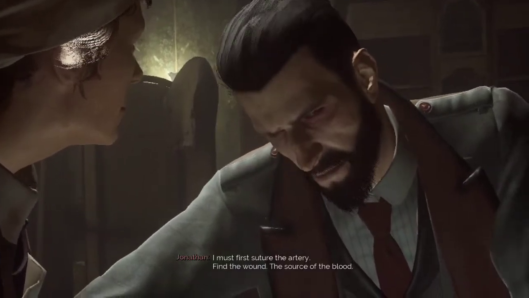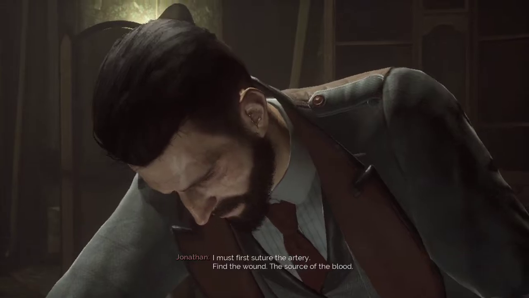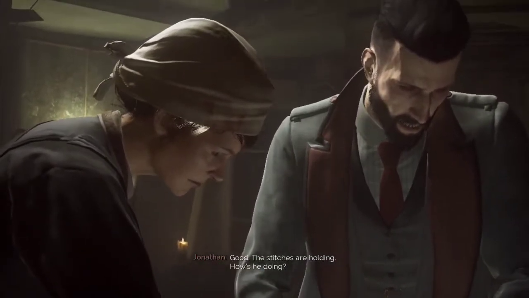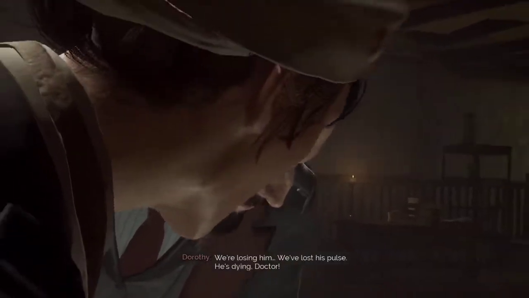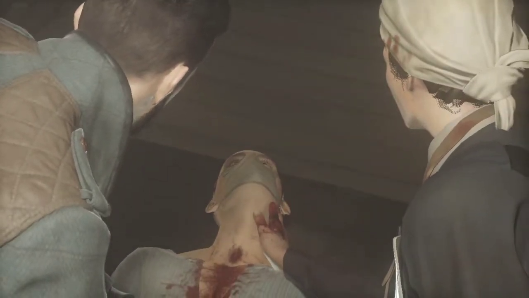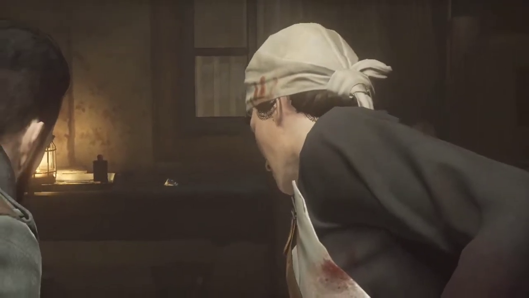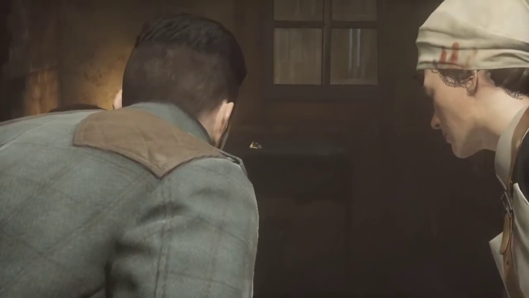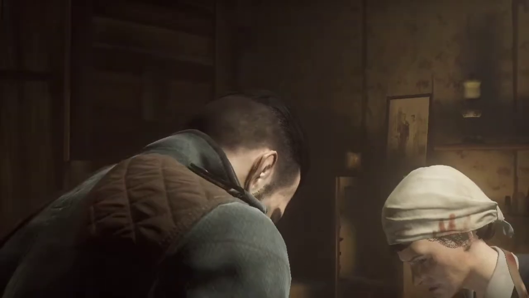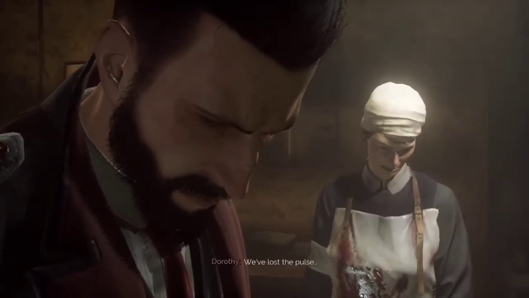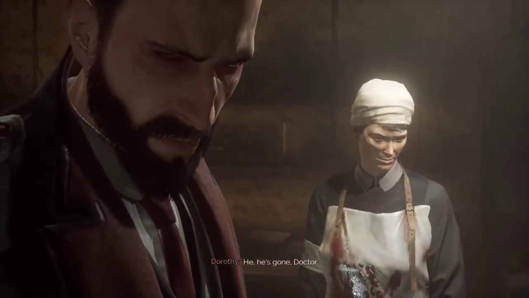I must first suture the artery. Find the wound. The source of the blood. Needle and thread, Doctor. Good. The stitches are holding. How's he doing? We're losing him. We've lost his pulse. He's dying, Doctor! Well, it looked like this one. A dose of epinephrine, now. Yes, Doctor. We've lost the pulse. He's gone, Doctor. Nurse, we did everything we could.